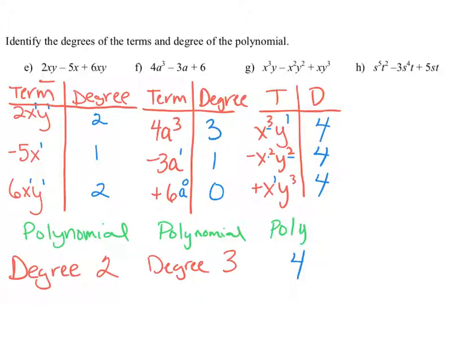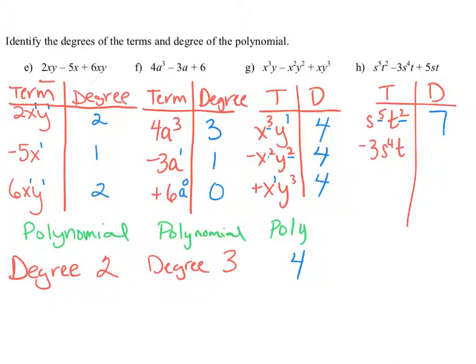And then finally, for the last example, let's look at the first term, which is s to the fifth t to the second. The corresponding degree is 5 plus 2, or 7, for the first term. The second term is negative 3s to the fourth t.